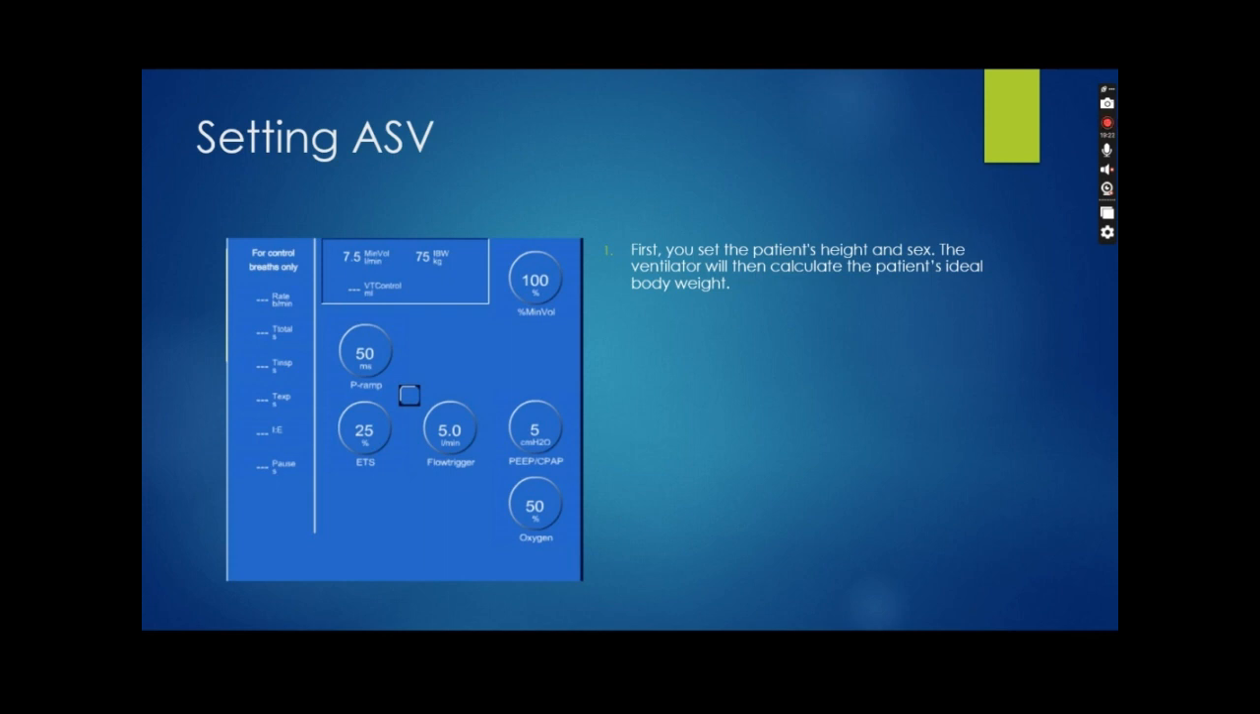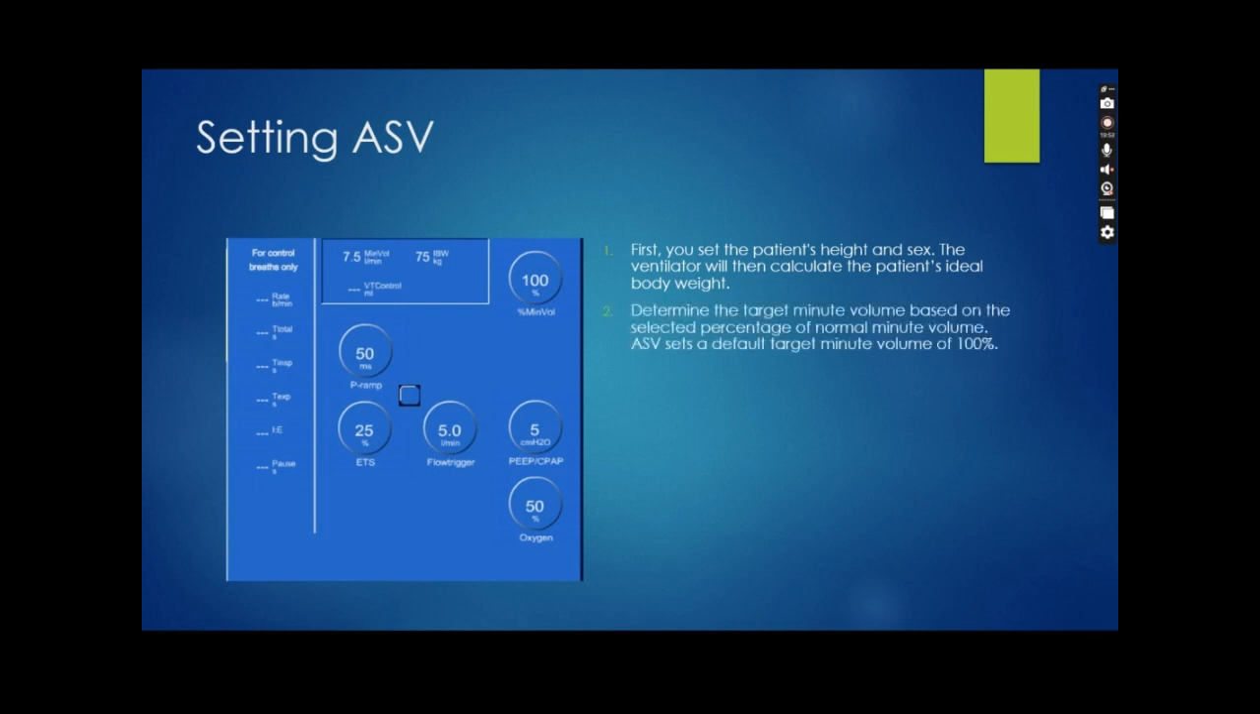So looking at this control here, you have your three main controls, which is your percentage of minute volume, your PEEP, and your oxygen. You also have your trigger, you have your expiratory time sensitivity, or expiratory trigger sensitivity, as well as your ramp, should you need to set that. The first thing we're going to set, like I said in the beginning, is your patient's height and gender. The ventilator will then calculate the patient's ideal body weight for you. You're not going to have to do the math, but it will do it for you automatically.